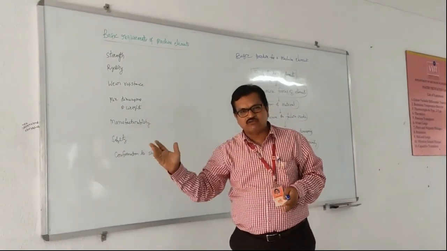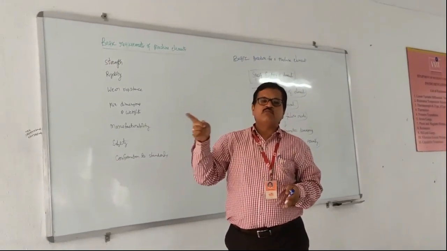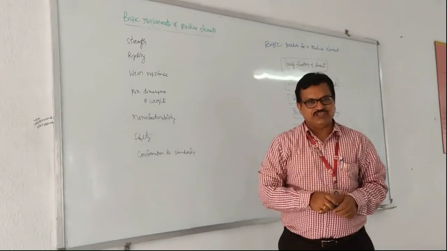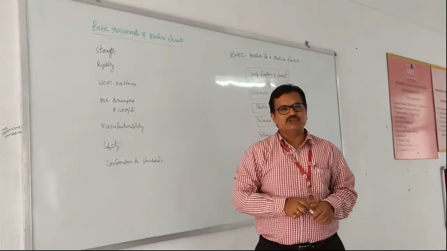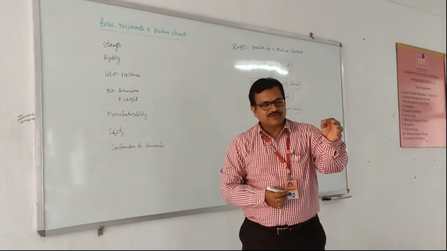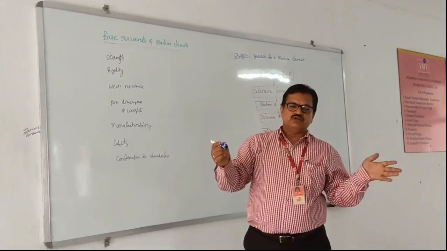Therefore, in order to have the required mass and required weight, you should have minimum dimension also. Next, manufacturability. What is manufacturability? If you want to take a certain metal for a certain product, it's good, fine.